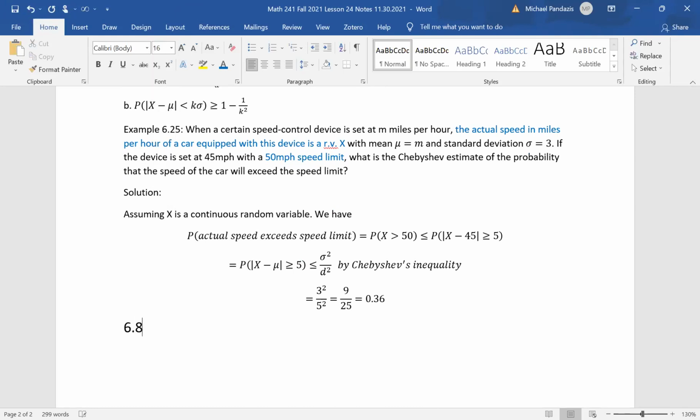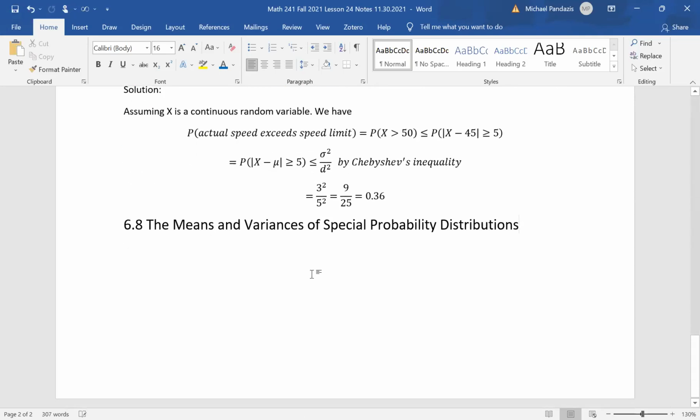Okay, good. So the next section is on 6.8, which is the means and variances of special probability distributions. So there are special probability distributions, where we're going to talk about the mean and standard deviation, the mean and variances of them. So this is an example.